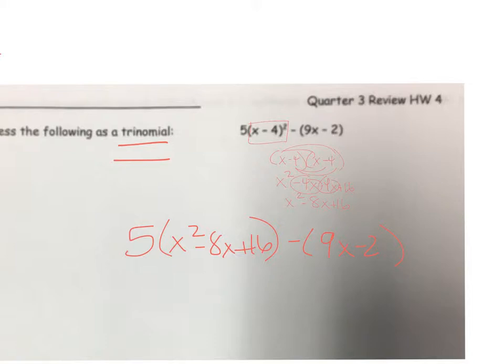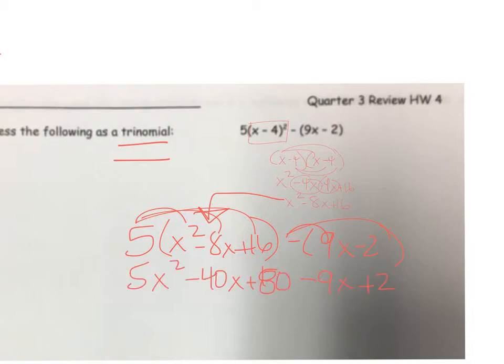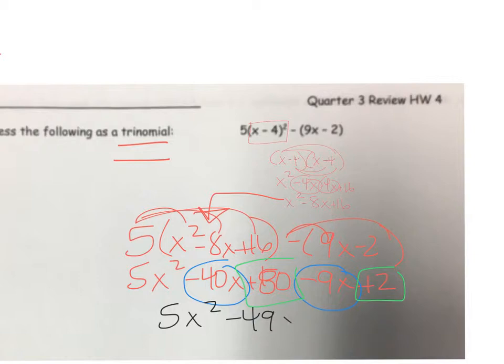So now, once you have this set up, we literally just carried this there because this is the same thing as x minus 4 squared. We just double distributed. Now we're going to do this times this and this times this, and then combine all of our like terms. So after I've distributed, now I'm going to combine my like terms. I have x's, and I have constants. So my answer will be 5x squared minus 49x plus 82.